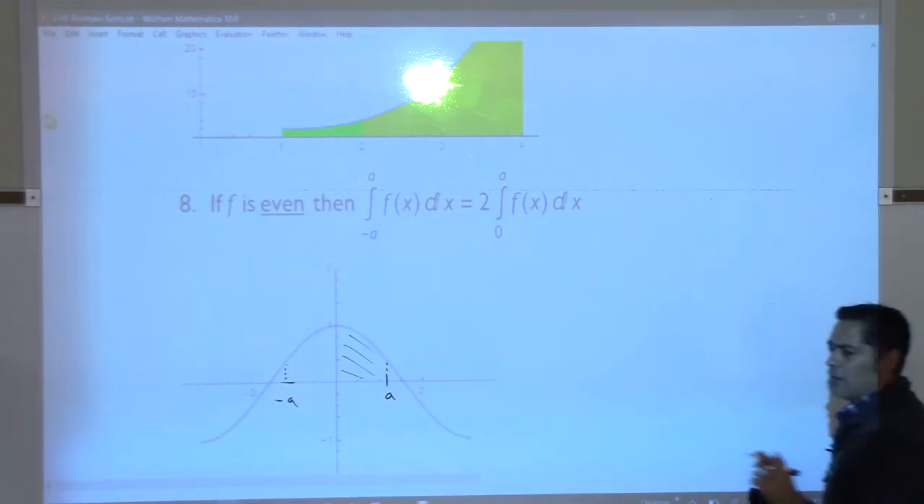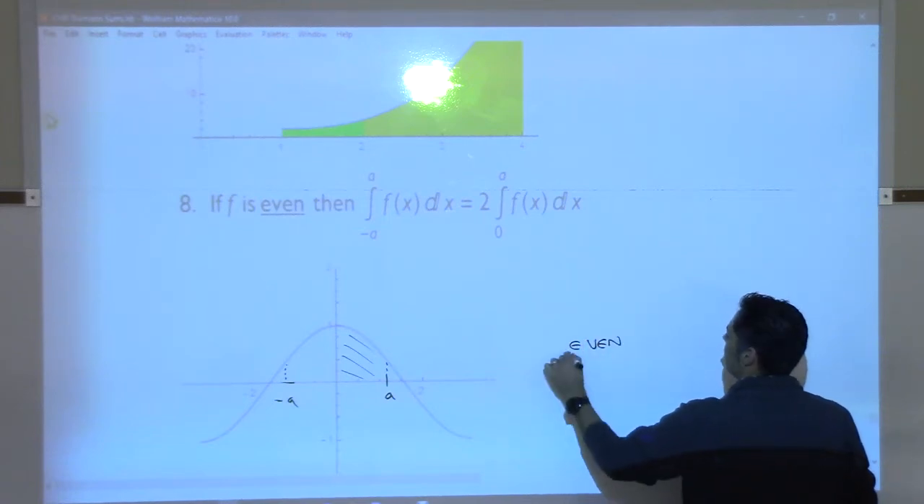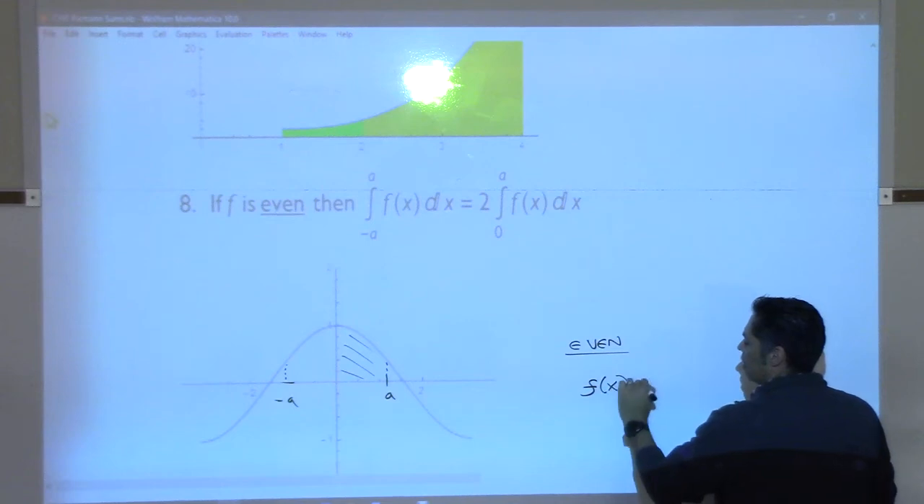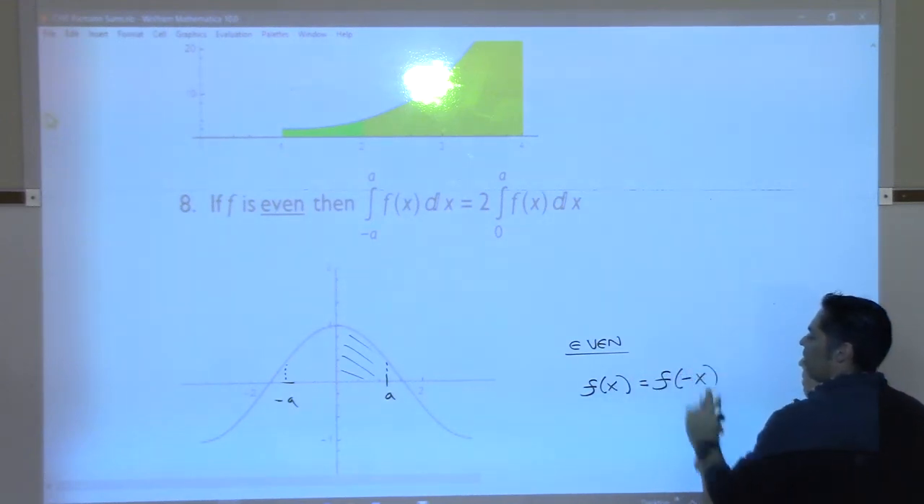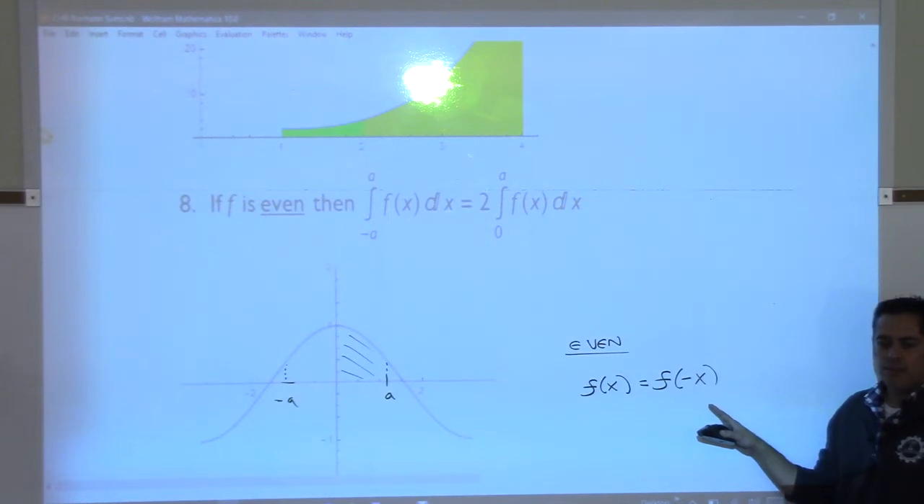How do you check if a function is even? Without graphing, you have to show that f of x is equal to f of negative x. Plugging in a positive value is the same as plugging a negative in. That's the check for even functions.